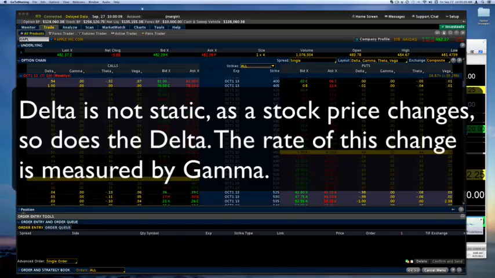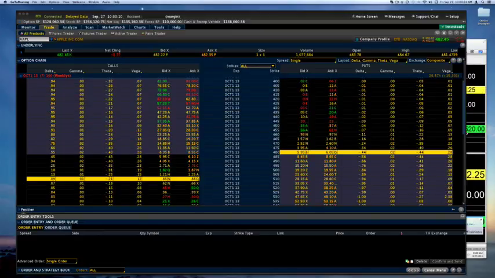And that's where gamma comes in. So delta is not static as a stock price changes. As a stock price changes, so does the delta. And the rate of this change is actually measured by gamma.